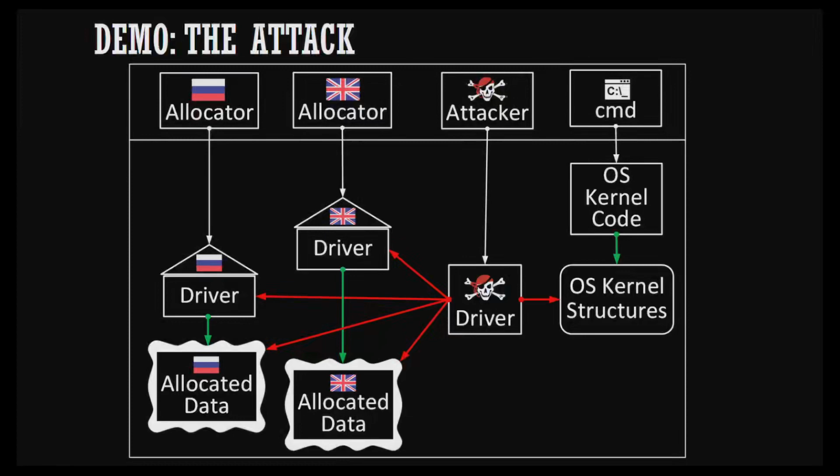I will load two drivers, the Russian driver and the British one, which store their data in the allocated memory pools. After that, the attacker's driver will be loaded to dump the driver's code and steal both Russian and British data buffers. And finally, I will show how the attacker can even escalate process privileges. Let's see how it can happen.